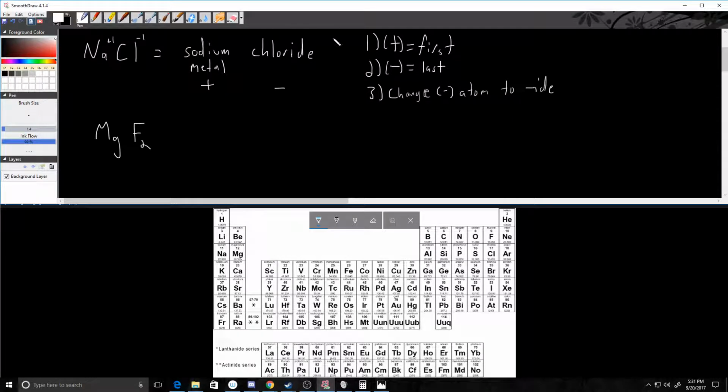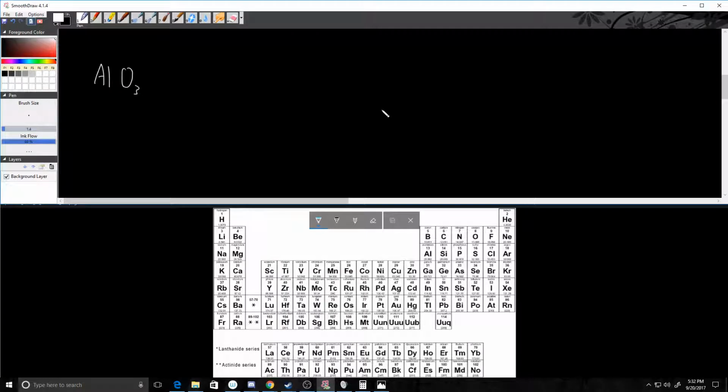All right, scroll down here. MgF2. First step, name the metal. Name the positive ion. Magnesium. Second step, name the nonmetal. Oh, I messed up. So we have fluorine again. Third step, change it so it ends with IDE. So rather than ending it with fluorine, I'm ending it fluoride. Essentially, by changing it to IDE, I know the name has ended. I'm not dealing with anything else.